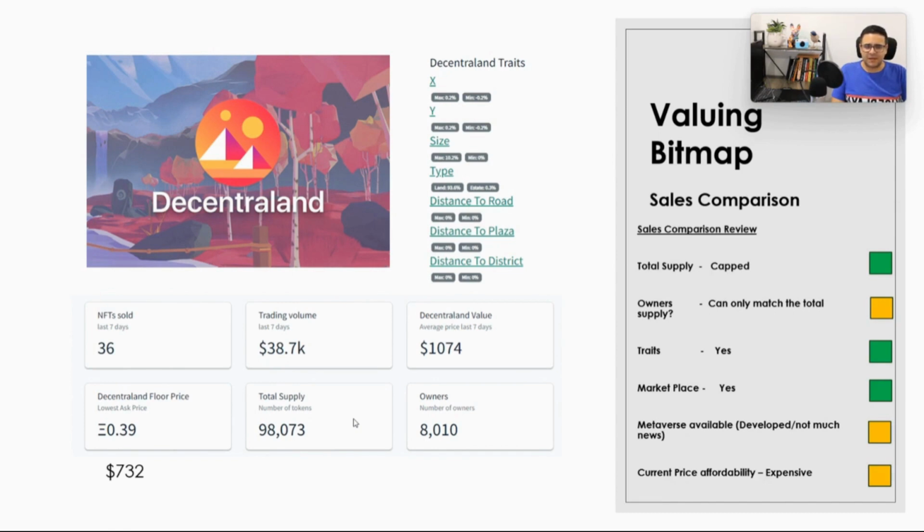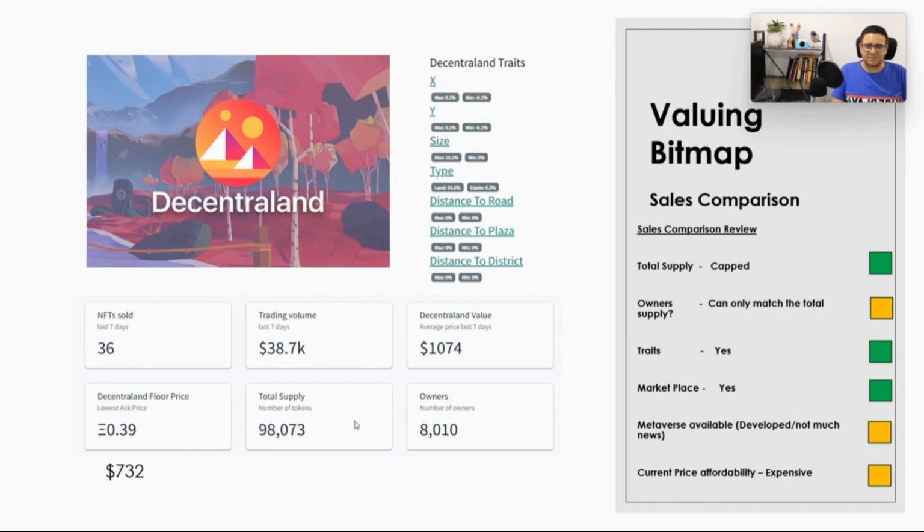However, when it comes to owners, I haven't quite taken the same perspective, in that if the total number of land is 98,073, well, surely if only one person was to own one land, the maximum amount of owners is 98,073. Now, you could take it, well, that's scarcity. Surely you're part of a limited club.